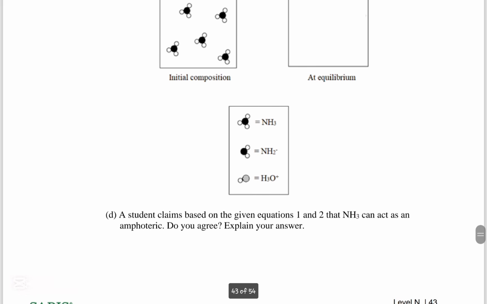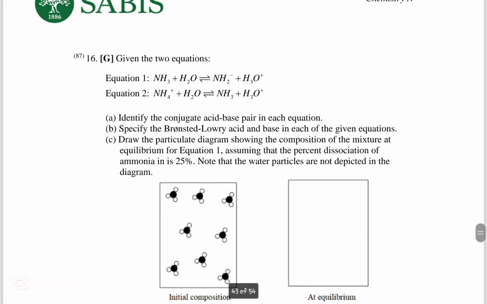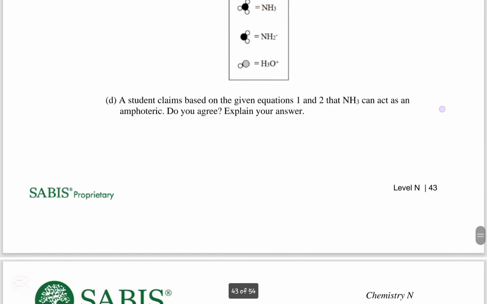We'll move on to part D. It says a student claims based on the given equations 1 and 2, NH3 can act as an amphoteric. Do you agree? NH3, here we said it was what? It was an acid. And here we said it was a conjugate base. So what does this mean? Very simply, it's acting as an acid in the first equation. In the second equation, it's acting as the conjugate base of NH4+. So it can be amphoteric because it has the properties of both an acid and a base. Okay, so yes, I do agree with the student.